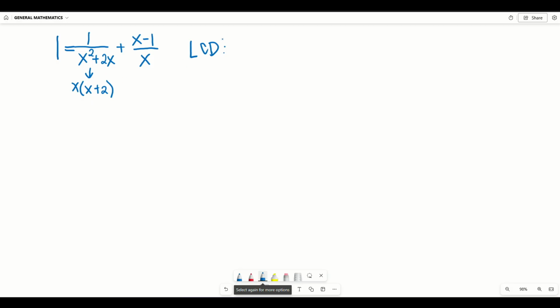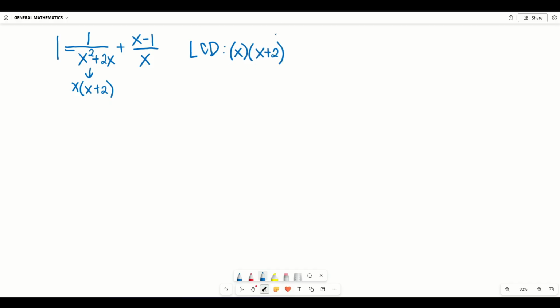So, now we are ready to get our LCD. So, again, isa-isahin mo lang siya per term. So, starting with our first term, so we have here 1. But since this is a whole number, so ang denominator niya lang ay 1, no need to write 1 as part of your LCD. Then, proceed with the next term. We have 1 over x times x plus 2. So, again, since una pa lang siya, isulat mo si x times x plus 2.